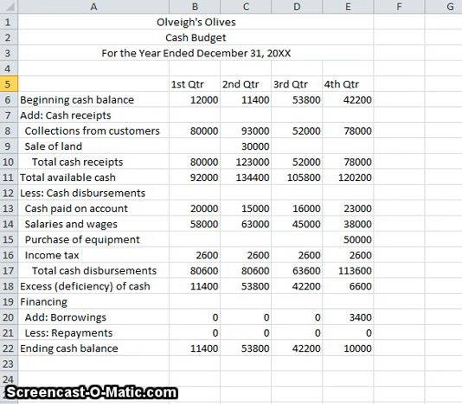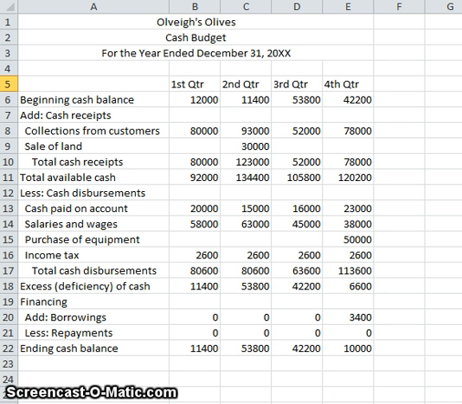This is an example of a cash budget. Now, a cash budget is exactly what it sounds like. We are literally trying to figure out how much cash we're going to have, where it's coming from, where it's going, how much we started with, how much we're going to end up with. That's all it is.